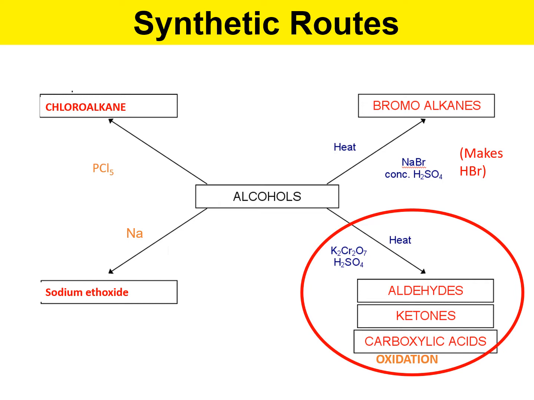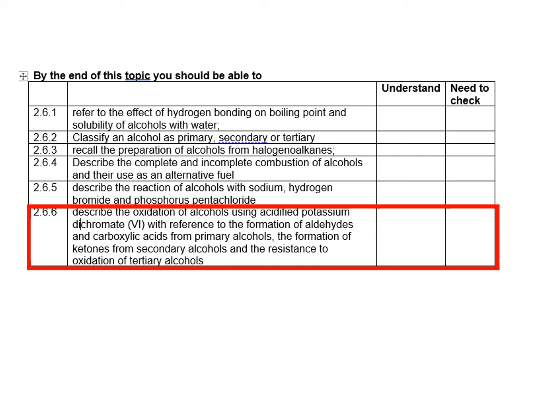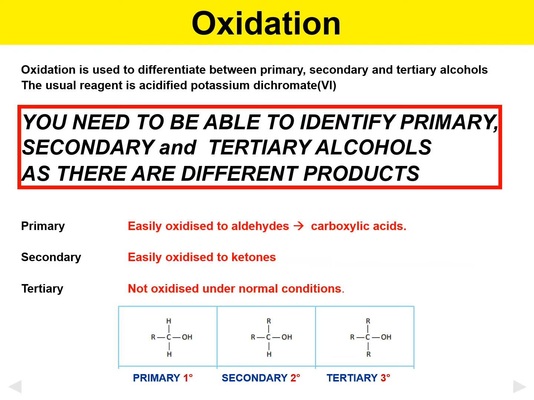The final set of reactions we are going to study are the oxidation reactions. The last part of the topic for alcohols is the oxidation of alcohols. The specification states that you have to describe the oxidation of alcohols using acidified potassium dichromate with reference to the formation of aldehydes and carboxylic acids from primary alcohols, ketones from secondary alcohols, and the resistance to oxidation of tertiary alcohols. The most important skill in this part of the topic is to be able to identify primary, secondary, and tertiary alcohols as they produce different products when oxidized.